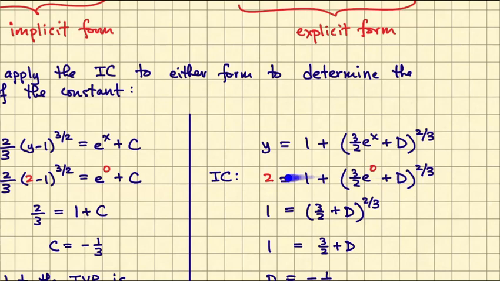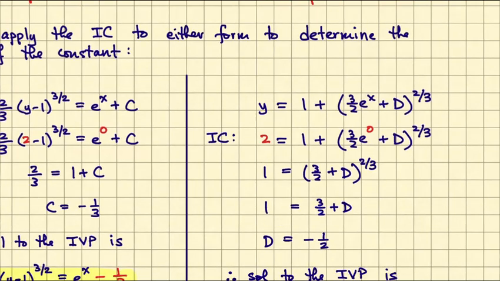Notice this is an algebraic equation in the unknown d. So let's isolate and solve for d. So here, e to the 0 is just 1. 1 times 3/2 is 3/2. We get a 3/2 plus d. I need to get rid of this 2/3 power. So I'll hit this side with a 3/2 power, which will make the powers cancel. I'll hit this side with a 3/2 power. 1 to the 3/2 is 1. I'll throw the 3/2 to the other side, and I get d is -1/2.